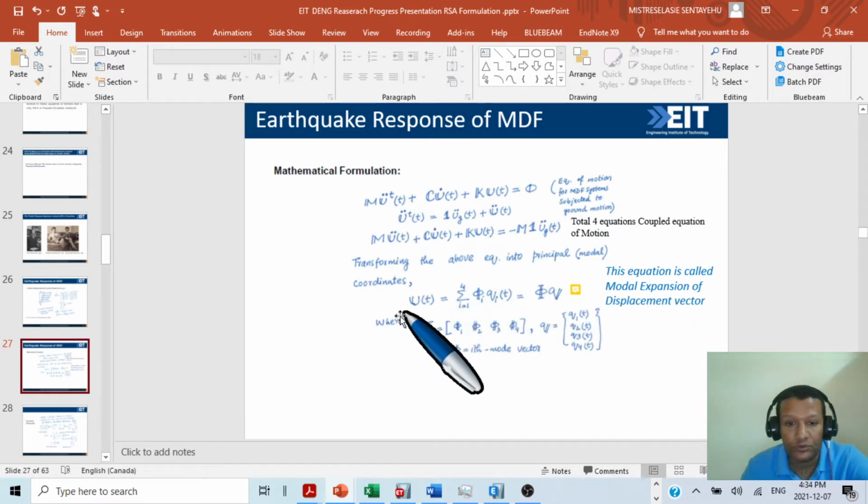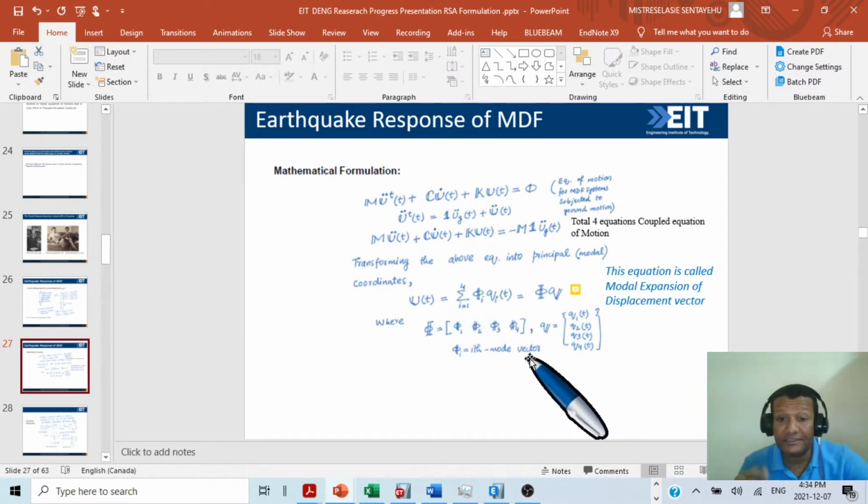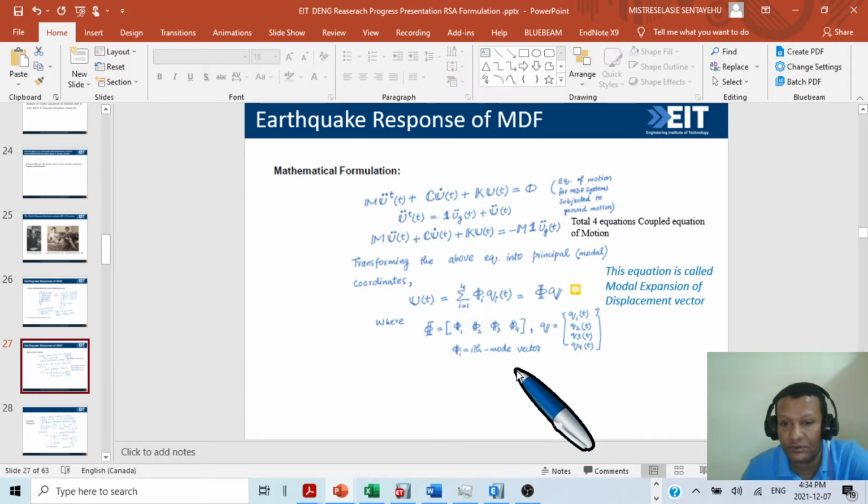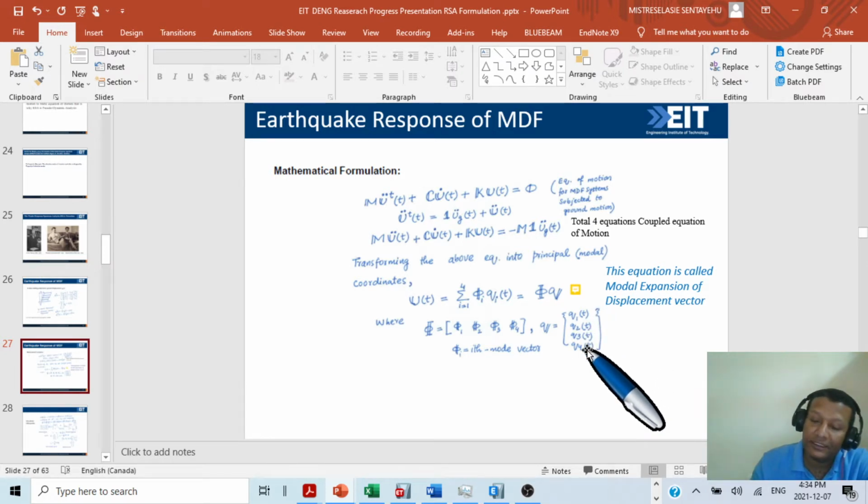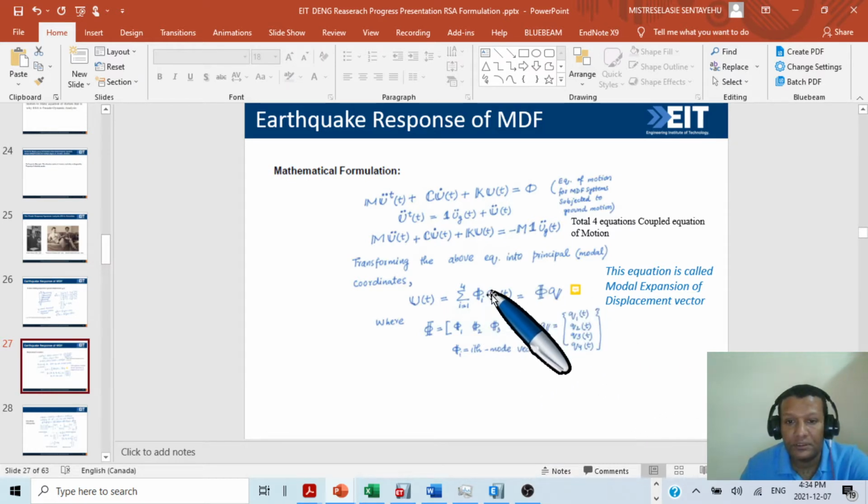That's what we are going to do, where phi is equal to phi 1, phi 2, phi 3, phi 4. So phi i is the i-th mode vector. For example, we have 4 here, so we have 4 modes: first mode, second mode, third mode, and fourth mode. And q also: q1, q2, q3, and q4. As you can see here, from 1 to 4, and phi i q i of t. This is how we are going to do it.